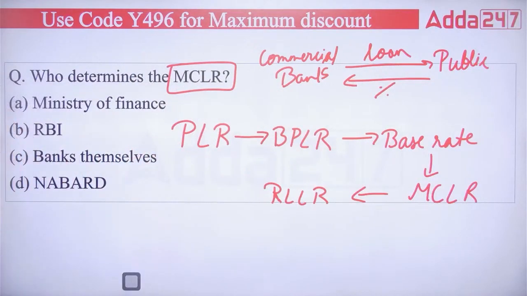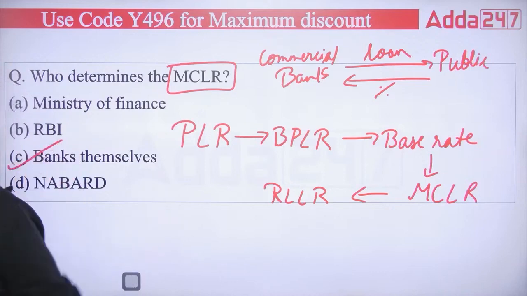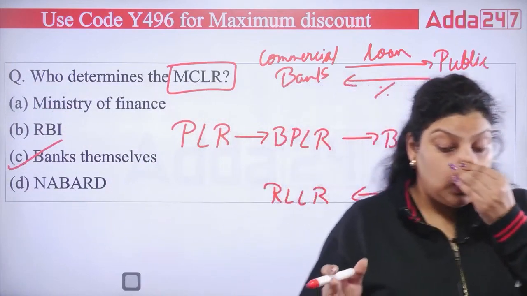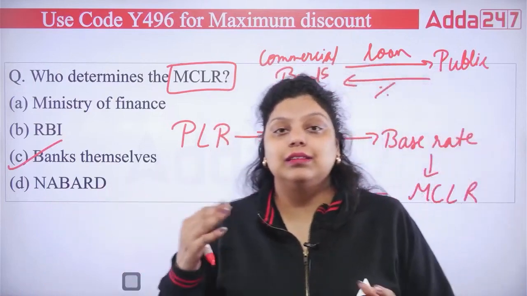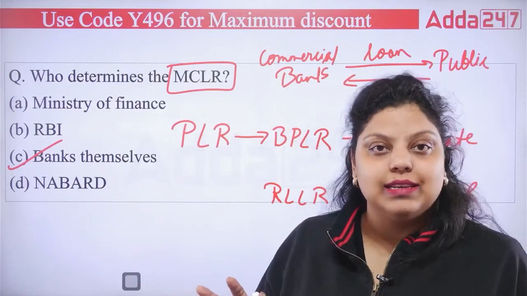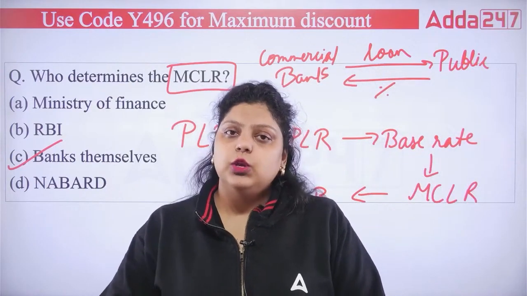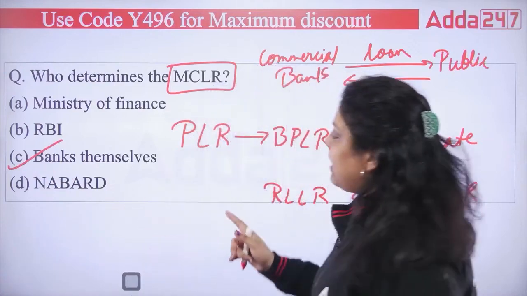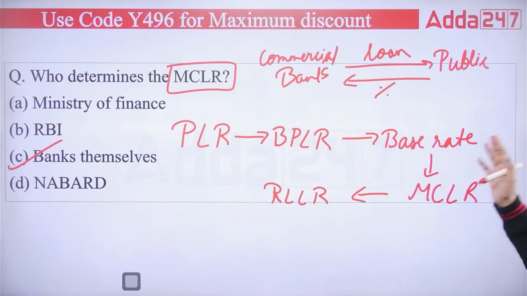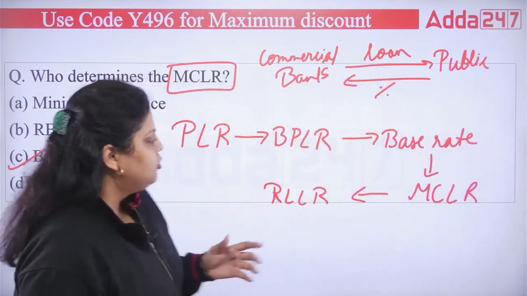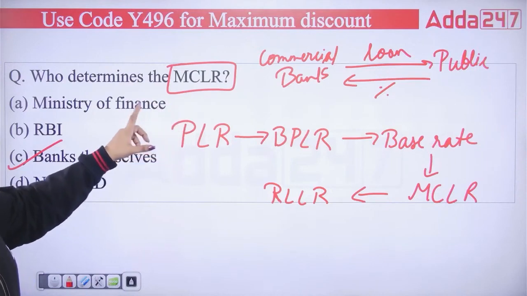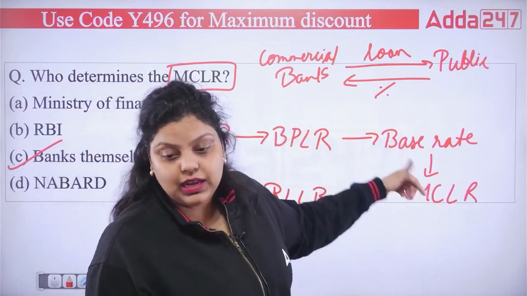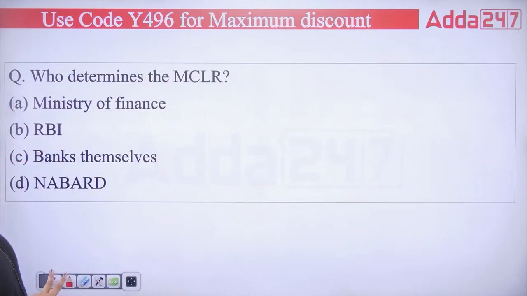The marginal cost of fund-based lending rate is actually determined by banks themselves. They have been given certain components in the MCLR that have to be calculated at the individual bank level, like their costing, their assets, their revenue, their profits. All these have to be identified and taken care of, and accordingly you decide your MCLR. So individual banks determine their own MCLR after calculating their business aspects. So your right answer is C, that is, banks themselves. And do remember that the first rate charged was the prime lending rate, then the benchmark prime lending rate, then the base rate, then MCLR, and now we are focusing on the repo linked lending rate. So the right answer here is C.